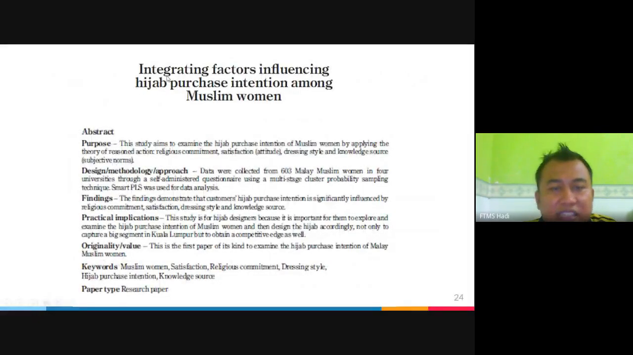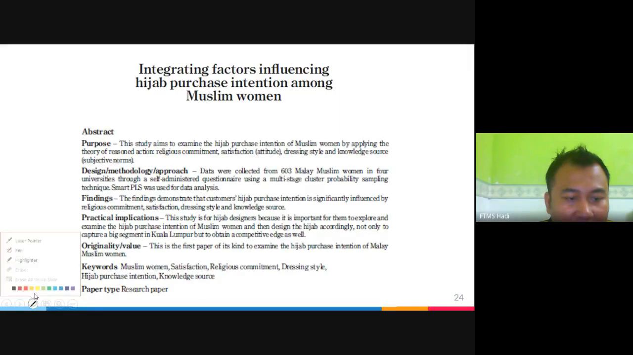Okay, this is one example of an abstract. The title is Factors Influencing Hijab Purchase Intention Among Muslim Women. If you read this topic carefully, it is about purchase intention. That means if you use PICO, this is your interest.